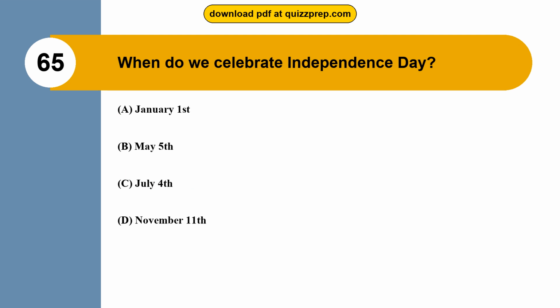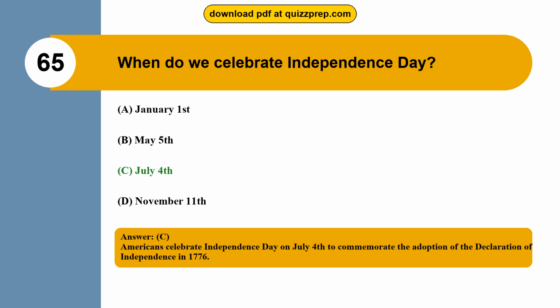Question 65. When do we celebrate Independence Day? Option A, January 1st. Option B, May 5th. Option C, July 4th. Option D, November 11th. The correct answer is option C, July 4th. Americans celebrate Independence Day on July 4th to commemorate the adoption of the Declaration of Independence in 1776.